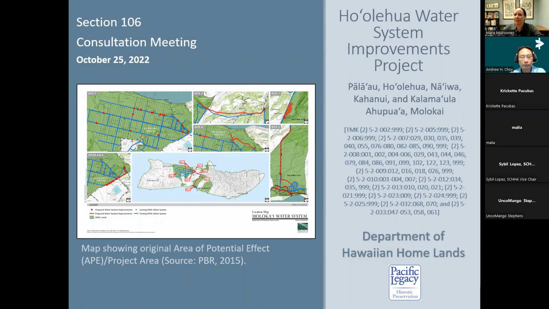Okay, so tonight we'd like to talk a little bit about the Section 106 process for the Olehua Water System Improvements Project. This, of course, is a very large project that spans a large area of the central portion of Molokai, which is shown on your screen there.